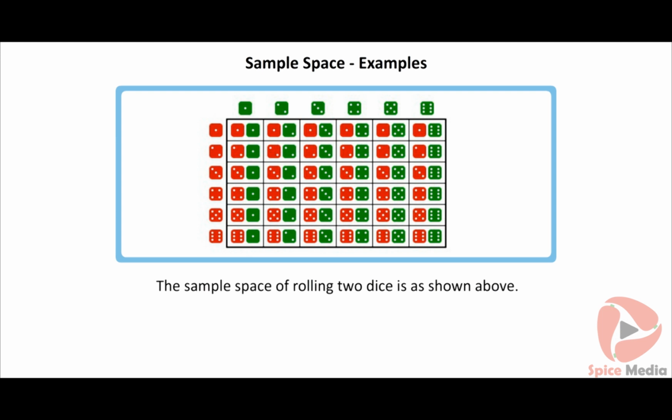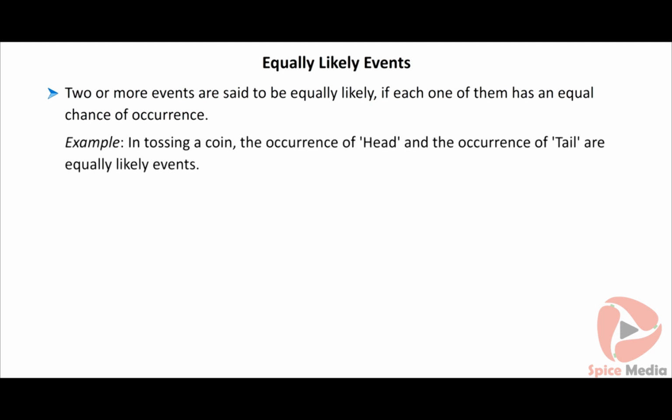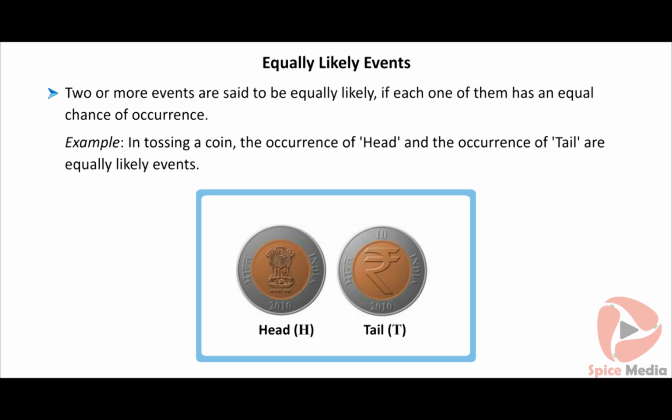The sample space of rolling 2 dice is as shown here. n(S) is equal to 36. Equally likely events: two or more events are said to be equally likely if each one of them has an equal chance of occurrence. For example, in tossing a coin, the occurrence of head and the occurrence of tail are equally likely events. Let us see an example.